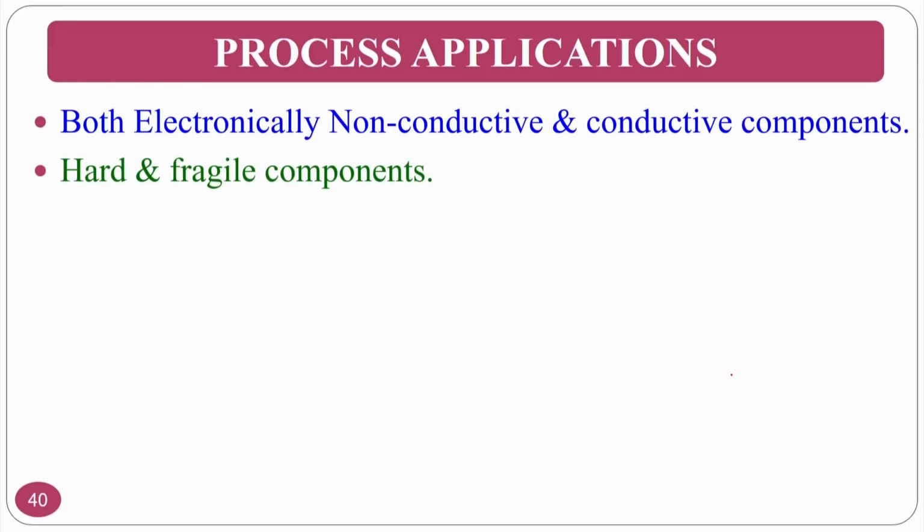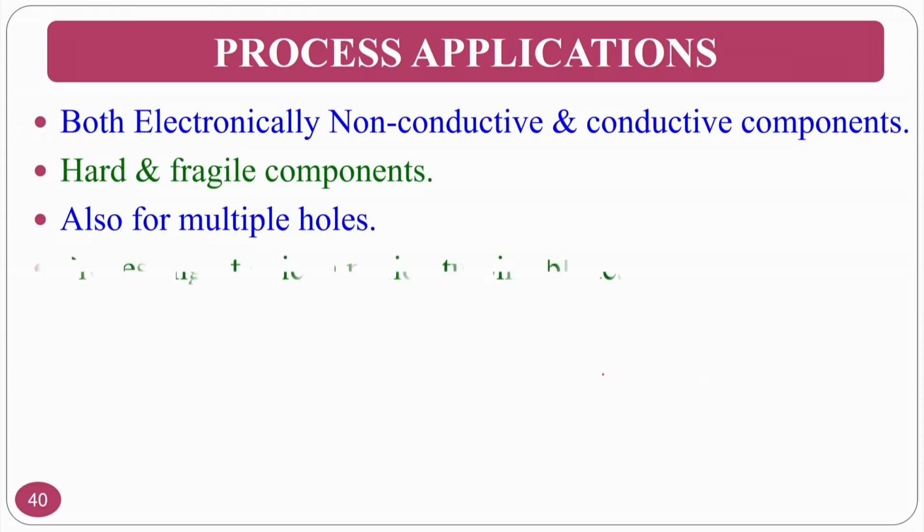But this is a mechanical action where the mechanical abrasive particles are going to hit the workpiece material. So, there is no discrimination between electrically conductive and non-conductive. You can use it for both materials. You can generate the cavities or required shapes on this workpiece material. Hard and fragile components can be machined using ultrasonic machining.